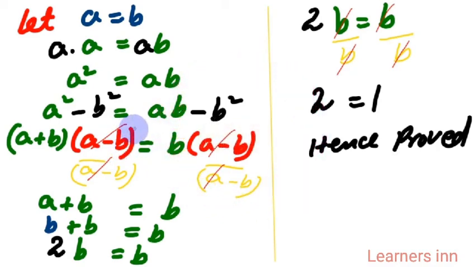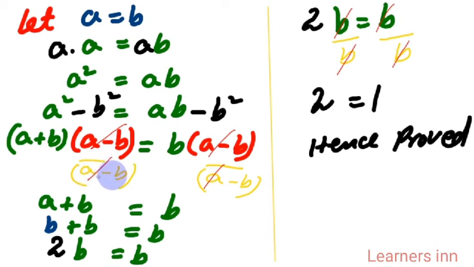Now, finally, I am going to tell you which is the mistake. We here divided both sides by A minus B. It is not a mistake that we cannot divide both sides by A minus B. We can divide. But here, A minus B is equal to 0.